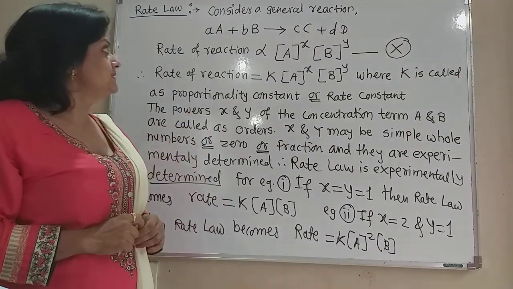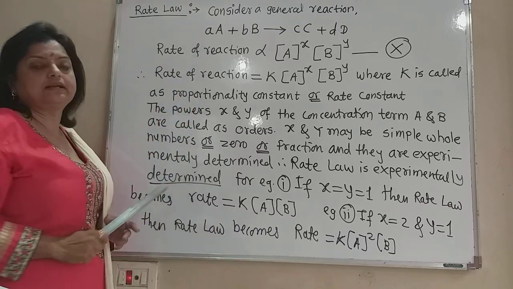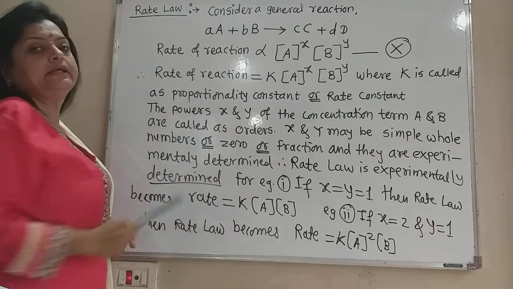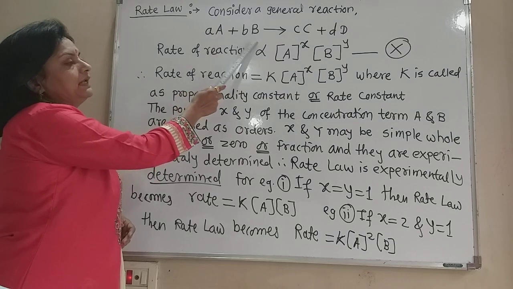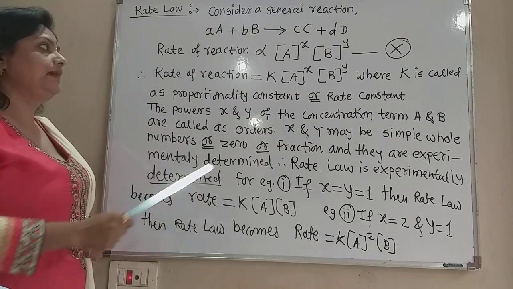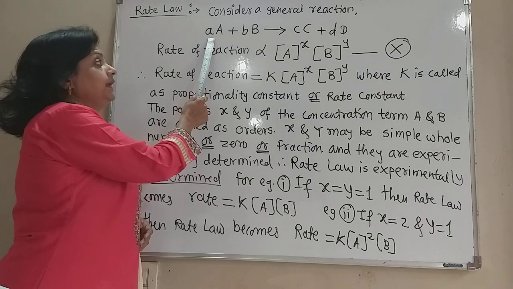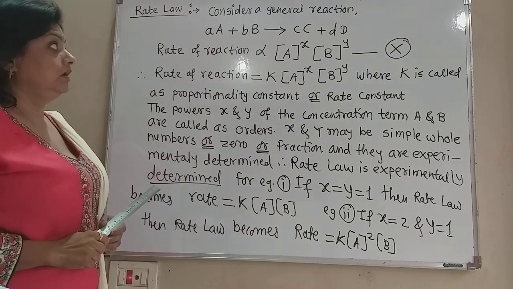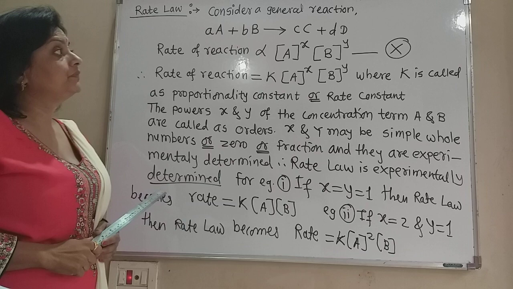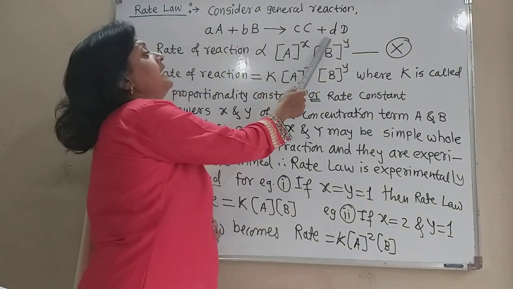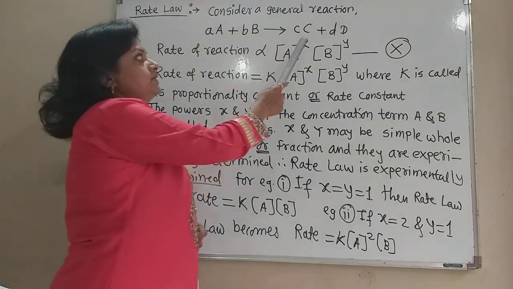Now for the rate law, we have to take the general reaction first. Consider the general reaction: aA plus bB gives cC plus dD. Here capital A and capital B are the reactants, and capital C and capital D are the products. And the small letters a and b are the number of moles of the reactants A and B respectively, and small c and d are also the number of moles of the products C and D.